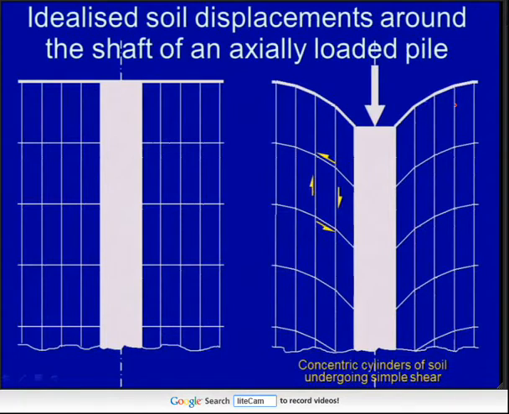Not quite true. I've said something slightly wrong there. What we're doing is taking a soil where the vertical and horizontal stresses remain constant, but we're increasing the shear stresses. That's what I should have said.